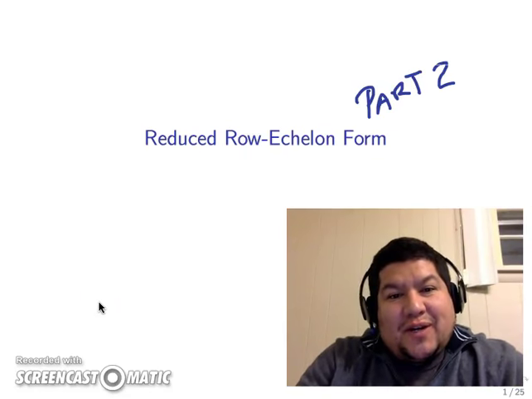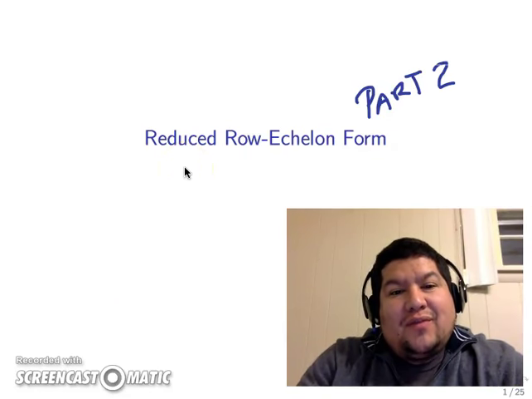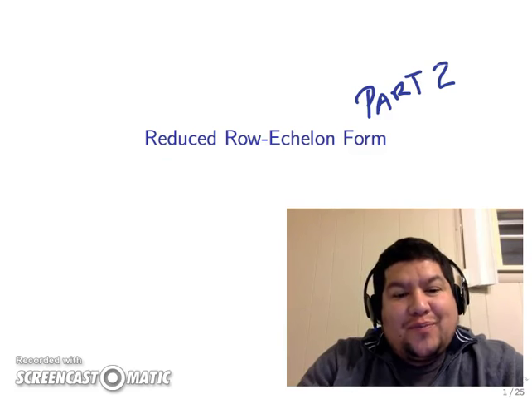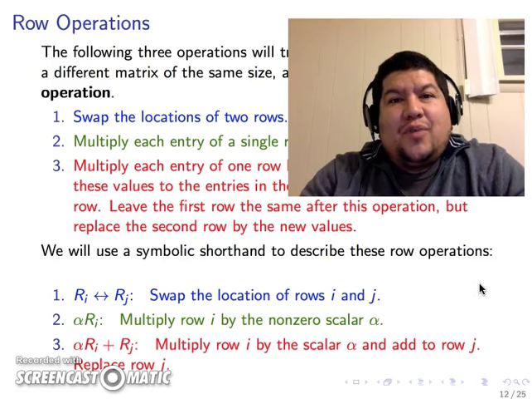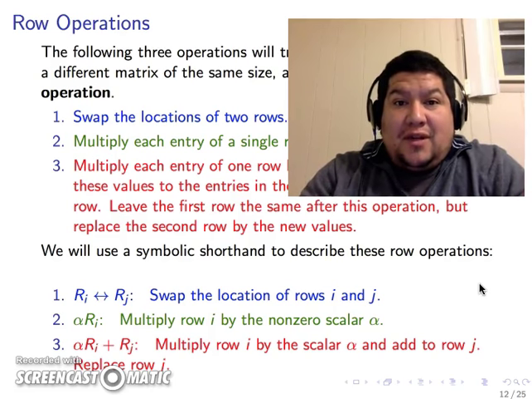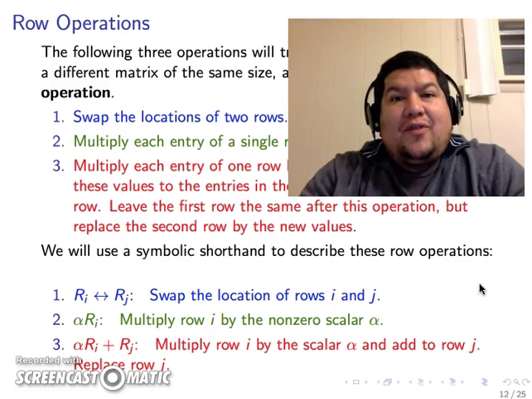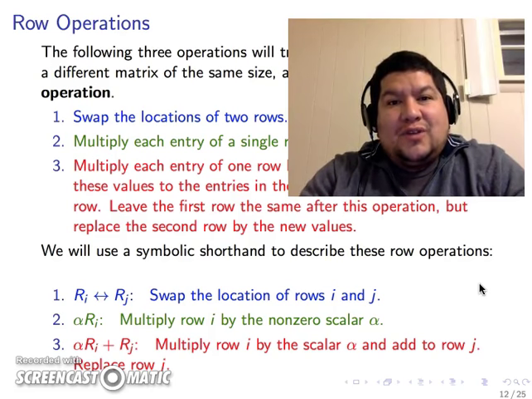Welcome. This is part 2 of the lecture on reduced row echelon form. So what we would like to do is to apply these row operations to an augmented matrix. Given a linear system of equations, we form the augmented matrix corresponding to that system, and we apply row operations, and that will lead us to the solution set of the system.